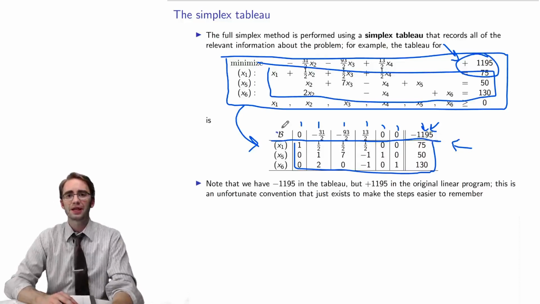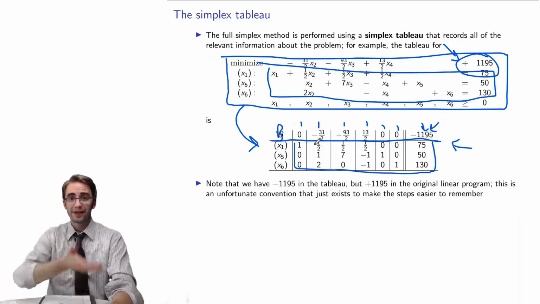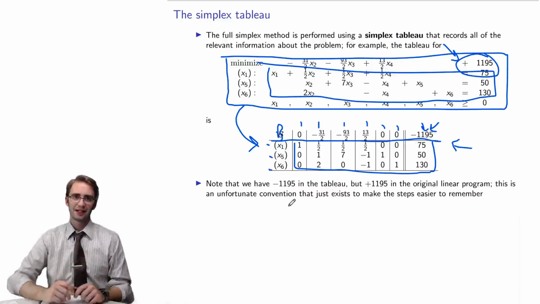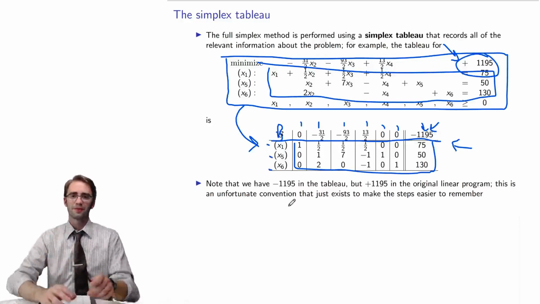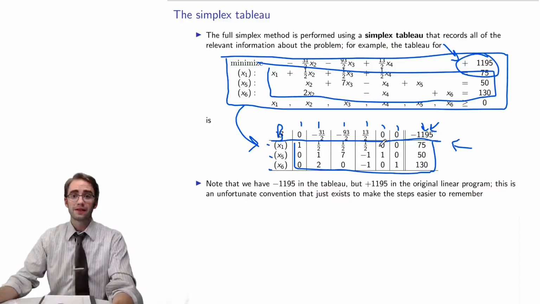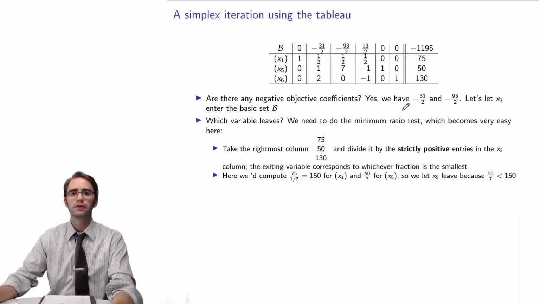And then I always write a letter B there to remind myself that the leftmost column is where I talk about the basic variables. In this case, it's x1, x5, and x6. That left-hand column should just mention what the basic variables are. Okay, and now let's look at an iteration of the simplex method using the tableau. So let's go from this tableau to a new one.